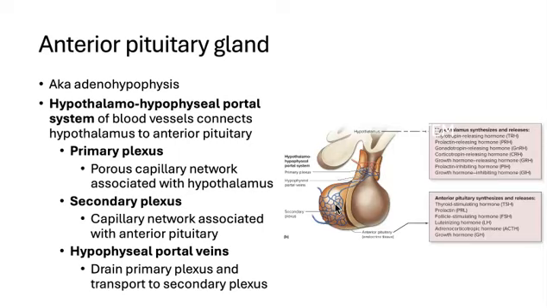hypothalamo-hypophyseal portal system. The primary plexus up here is a porous capillary network and is more associated with the hypothalamus, whereas the secondary plexus down here is associated with the anterior pituitary gland. And then we have the hypophyseal portal veins in between that allow them to transport the hormones down.